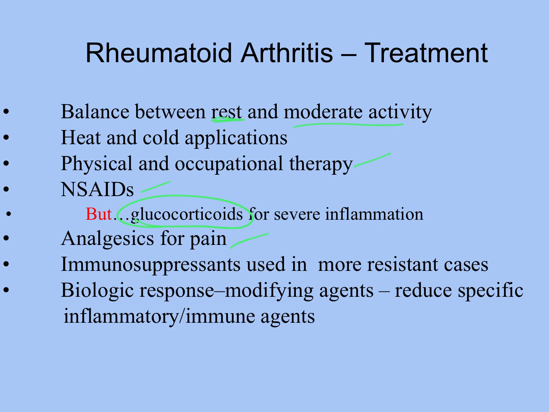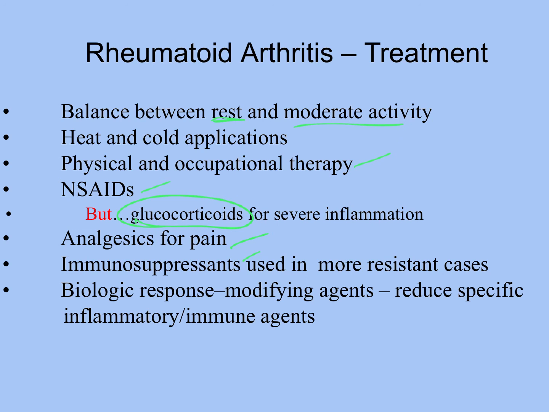Of course, they're going to be in pain, so you want to give analgesics, and in severe cases or more resistant cases, immunosuppressants. Again, knocking down that immune system so that you don't have this autoimmune response and continued inflammation. But again, the problem with that is susceptibility to infections.